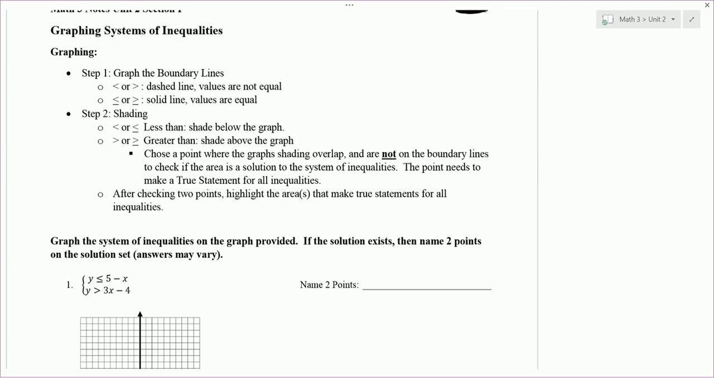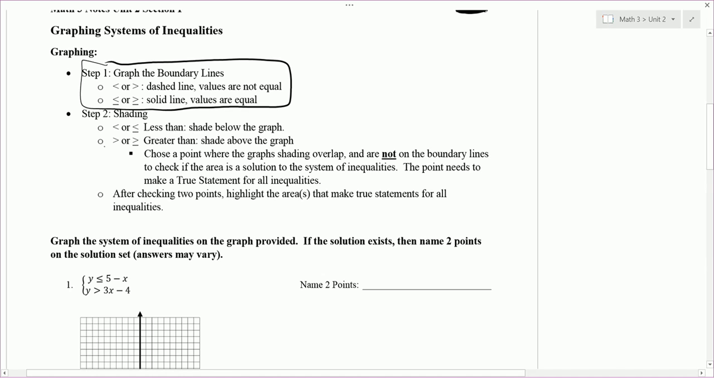First of all, sometimes like in step 1 here, we'll be dashing the line if the values are not equal, if you just have a less than or a greater than sign. Other times we'll use a solid line if we have that equal sign along with the less than or the greater than. So we'll be asking the question, should it be dashed or not?